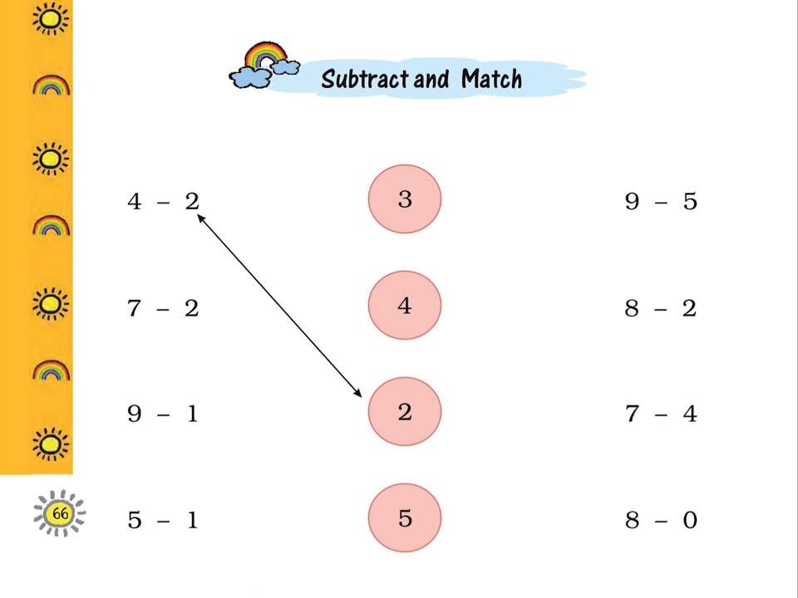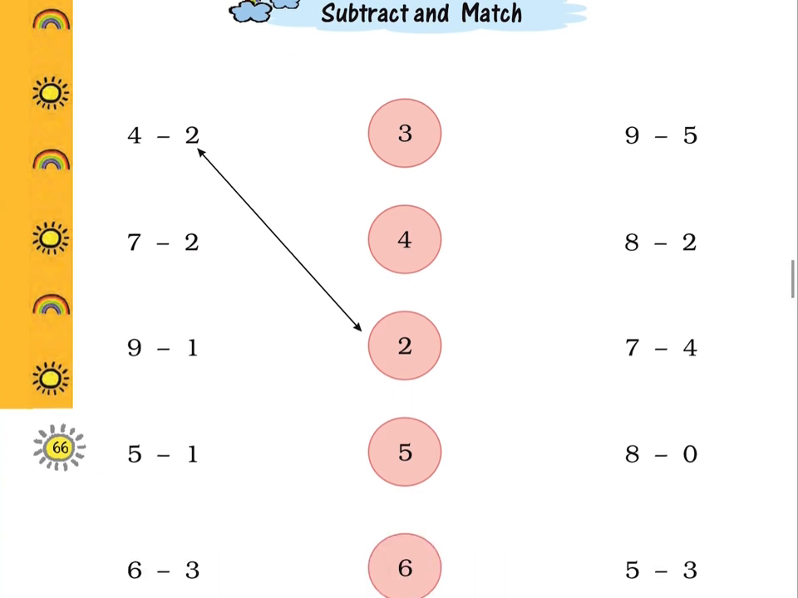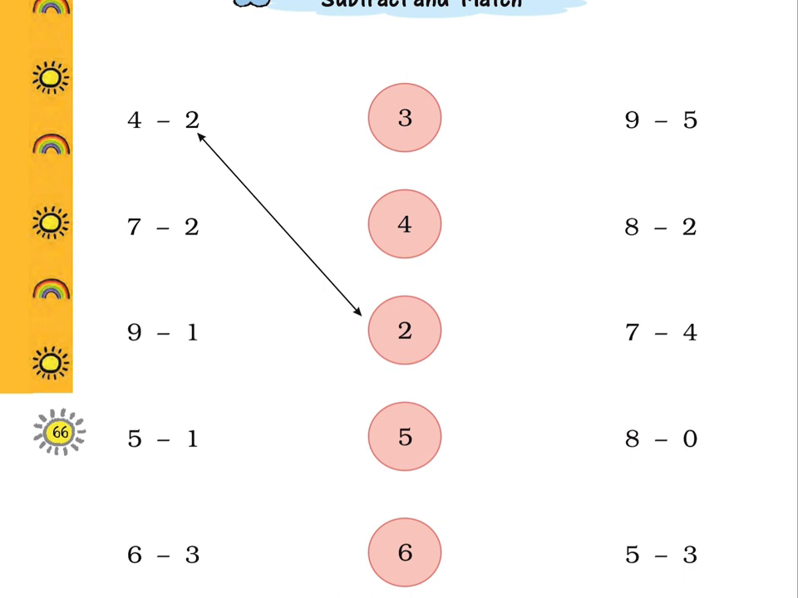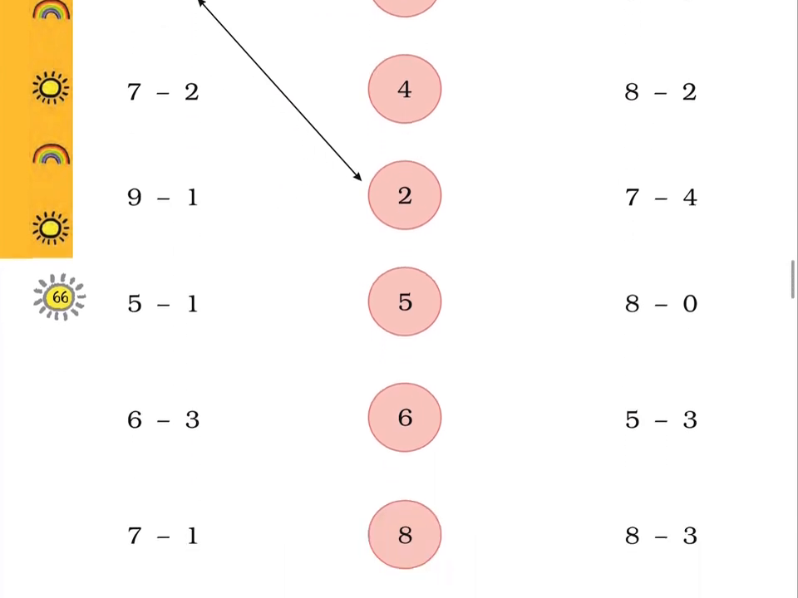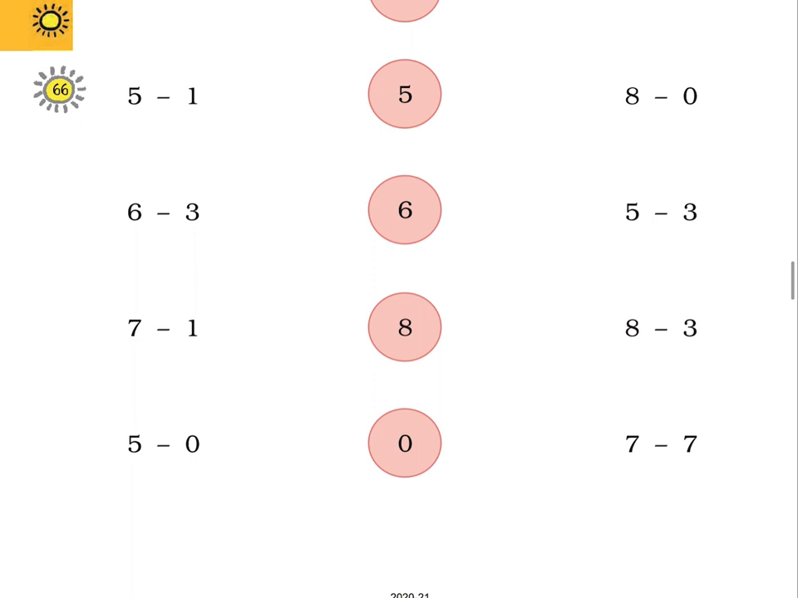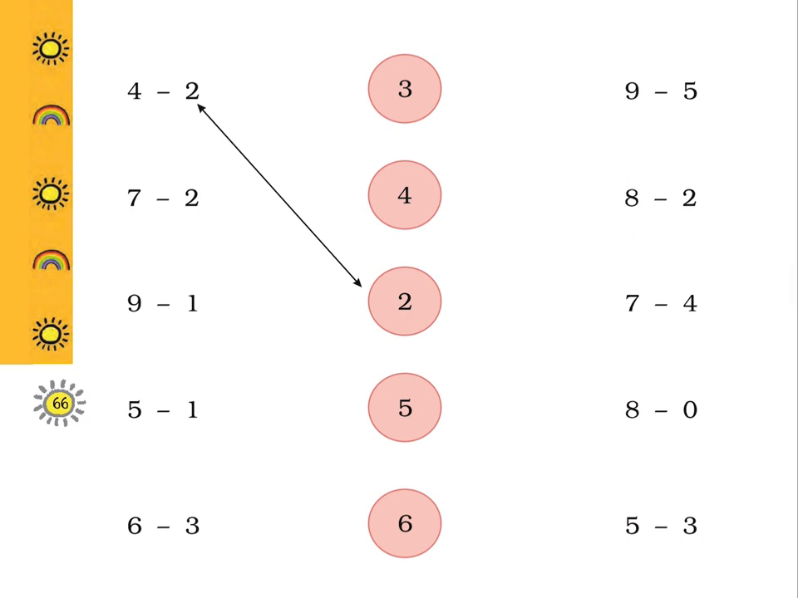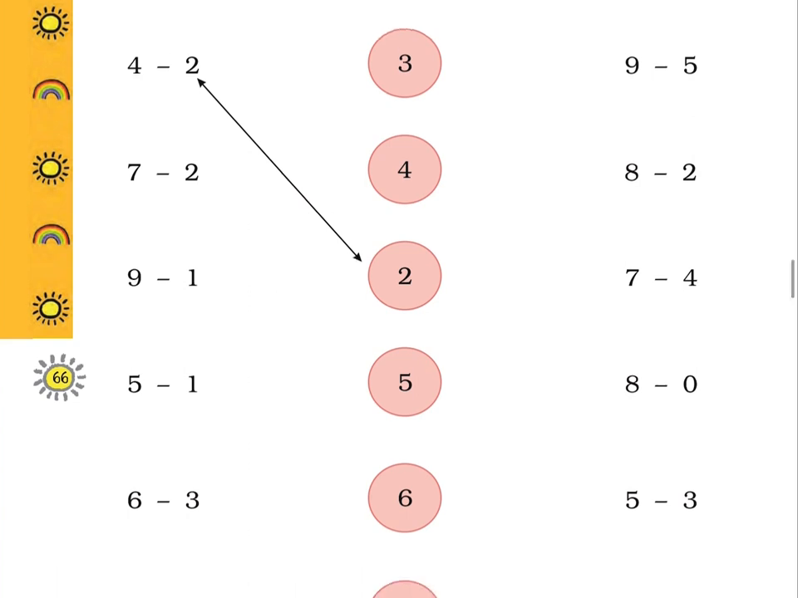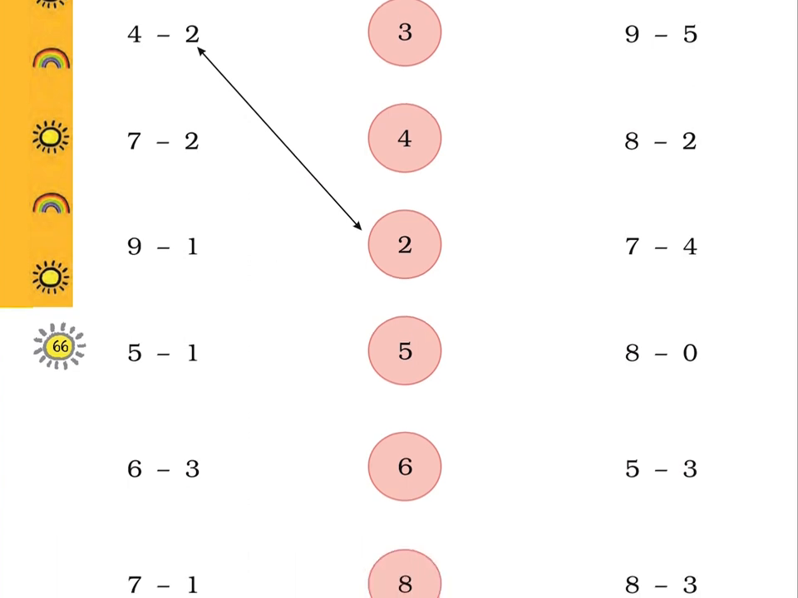Now, the questions are read one by one, followed by the numbers written in circles. Listen carefully and match the questions with their answers. The answers which are given in the circles are 3, 4, 2, 5, 6, 8, 0. Question 2. What is 7 minus 2? Question 3. What is 9 minus 1?